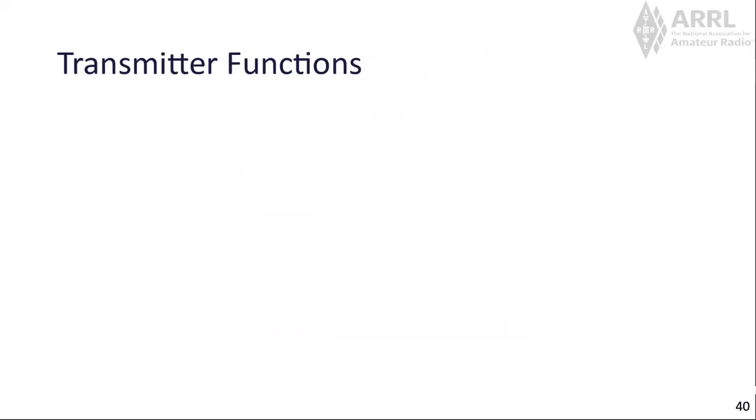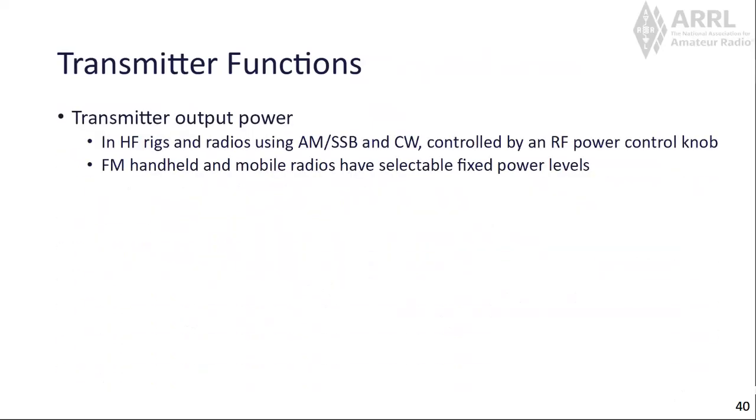Transmitter functions. We talked about receiving. Now transmitter output power. In HF rigs and radios using AM, single sideband, and CW, that output power is controlled by an RF power control knob. If you look on the front of your radio, you're going to find something labeled RF. That's controlling how much power your radio is putting out.